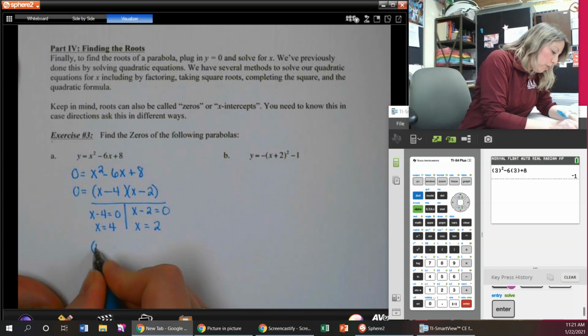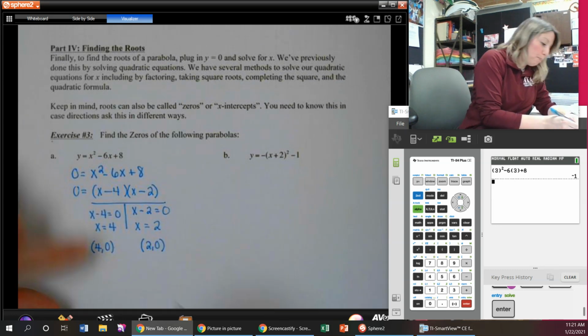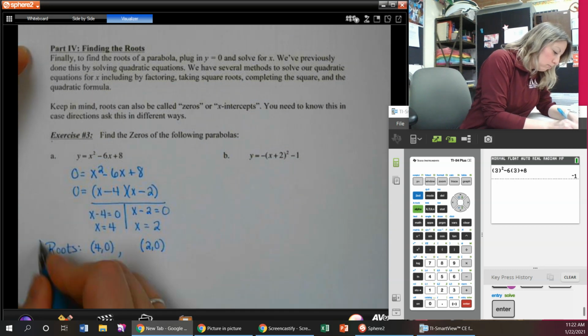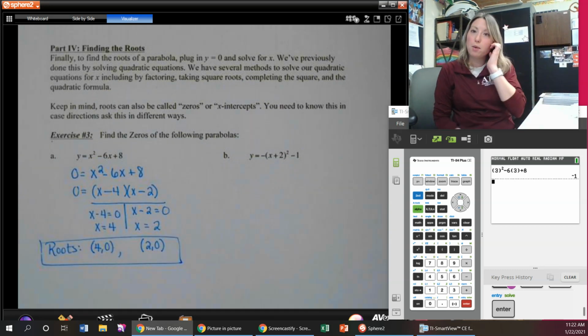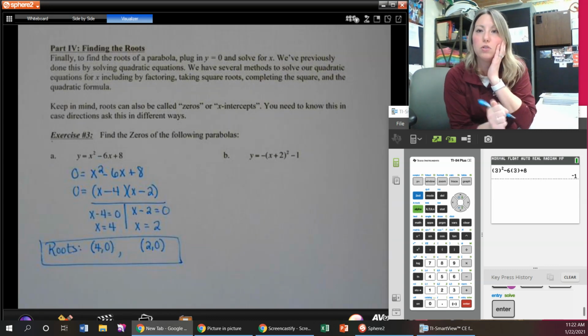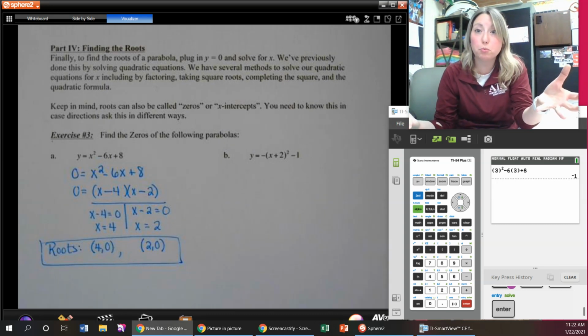Now, roots are points, so 4, 0 and 2, 0 are the points where that parabola will cross the x-axis. It'll cross at 4, 0 and 2, 0. Okay? That's where that parabola will touch and cross the x-axis. So now you've got a picture of what this parabola looks like.